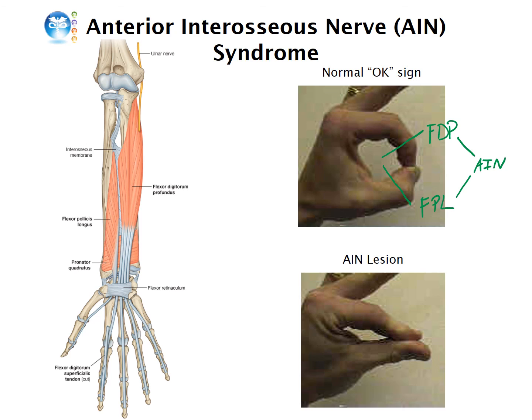When these muscles are denervated, the patient can no longer flex the index finger at the DIP joint and can no longer flex the thumb at the IP joint. And as such, the patient presents with a flattened finger and thumb. Another way to test for this syndrome would be to ask the patient to pinch a piece of paper between his or her index finger and thumb. The physician should not be able to pull the paper from their grasp.